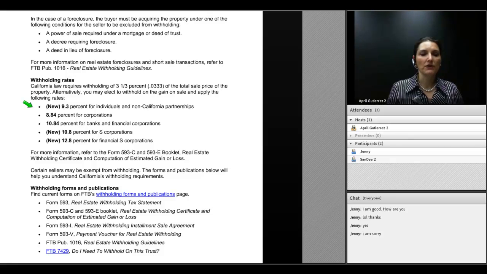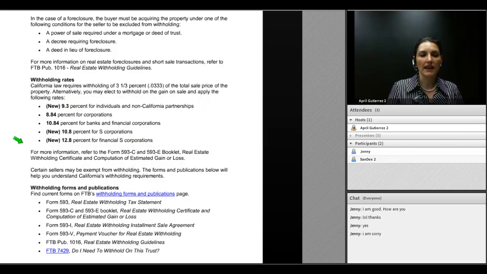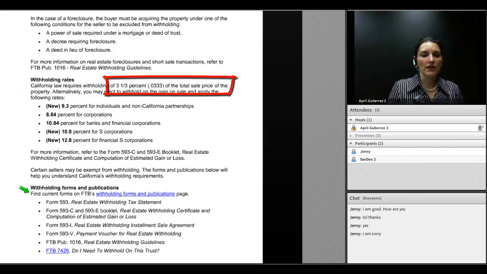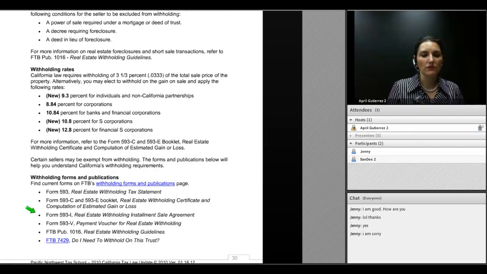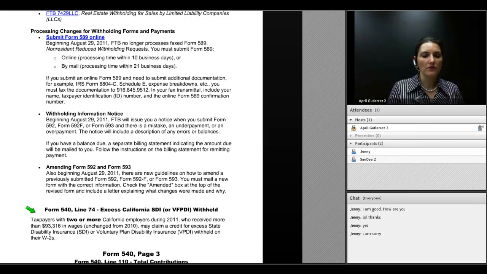There is a new 9.3% rate for individuals and non-California partnerships, 8.84% for corporations, 10.84% for banks, a new 10.8% for S corporations, and a new 12.8% for financial S corporations. Essentially, you go with these minimum rates, or you do a rate on the entire sale of the property. So you can do it on the gain using one of these rates, or you can do it on the sales price of the property. And if you want to or need to file the California report on that, these are the forms that are used to file the California report for that withholding.